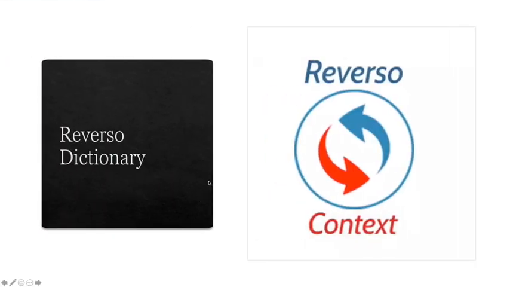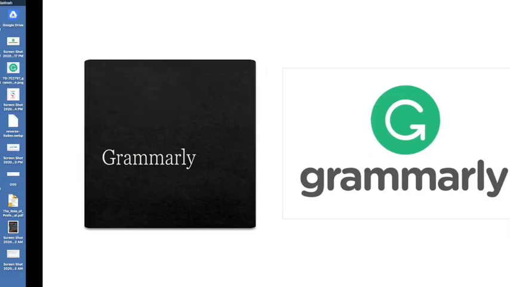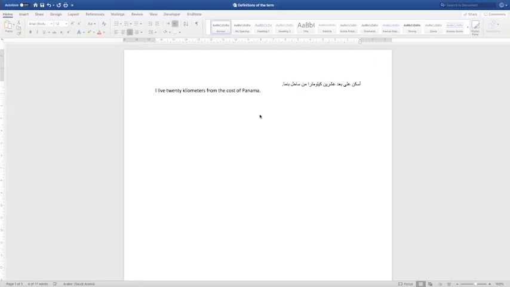The third tool that I usually use when I am done translating a specific text into English is Grammarly. Grammarly is a very good tool that checks your grammar and spelling of the target language. Of course, it works only with English as far as I know. For example, I have this sentence here. أسكن على بعد 20 كيلومترا من ساحل بنما. I live 20 kilometers from the coast of Panama. My problem is with the word coast here. If you can notice, coast here means سعر and does not mean ساحل.